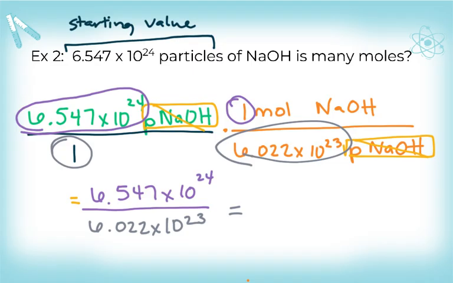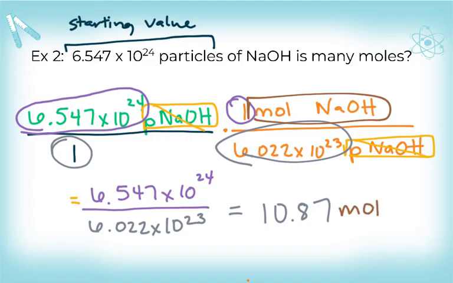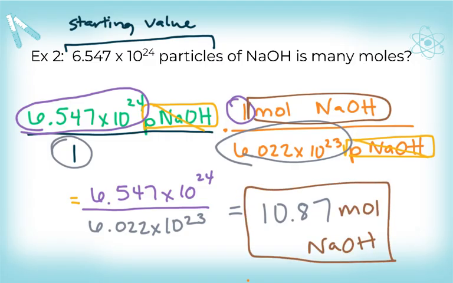So when I divide those, I should get 10.87, and I'm rounding just to 2 decimal places here. It's 10.87, and I need to make sure I put units on my answer. So I'm going to go back and I can see that my units were moles of NaOH, and then that is my final answer. So 10.87 moles of NaOH is equivalent to 6.547 times 10 to the 24th particles.